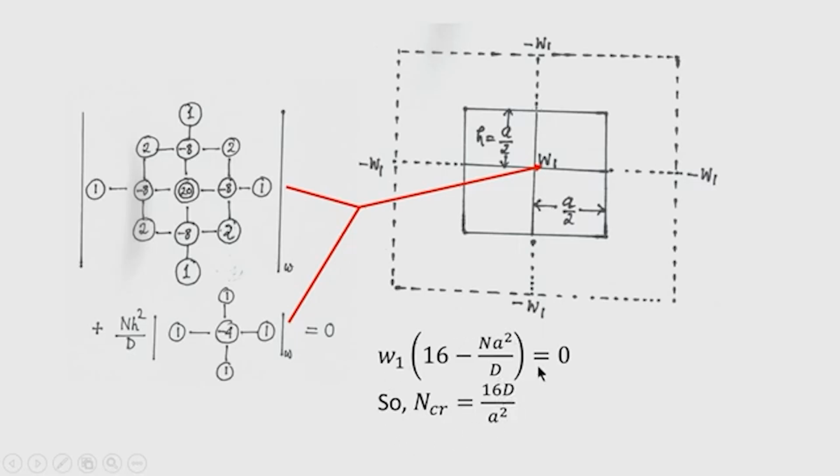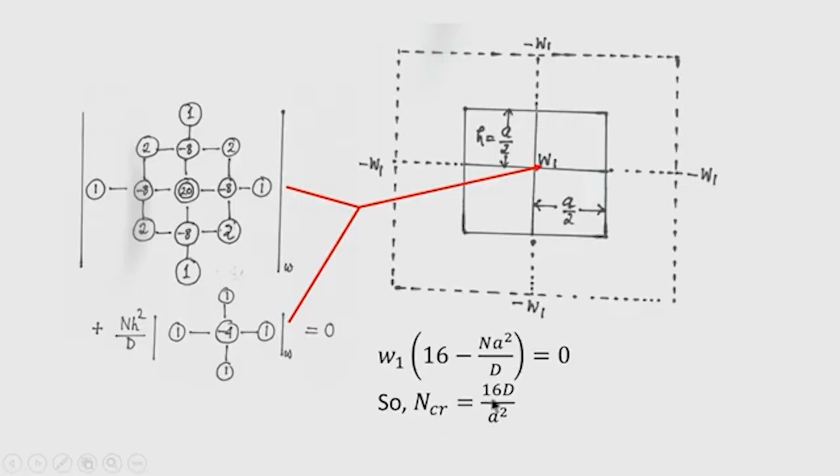So, by first approximation, that is by dividing the plate into two divisions, we now get this value: the critical load of the plate is given by 16 D by a square. So, let us see whether we can improve the accuracy of this method by increasing the number of divisions.